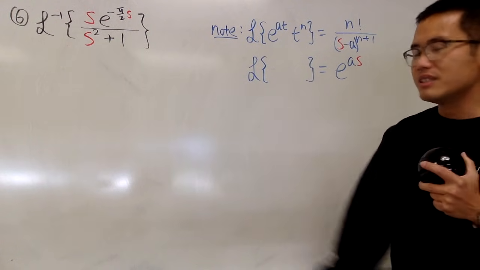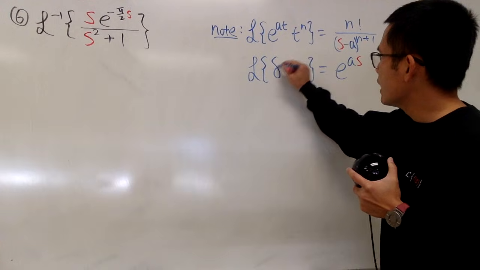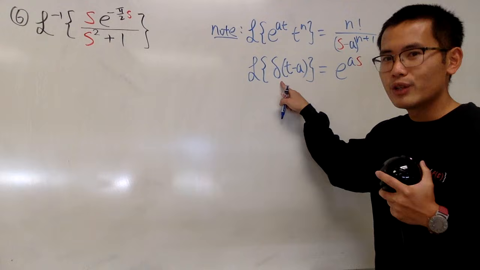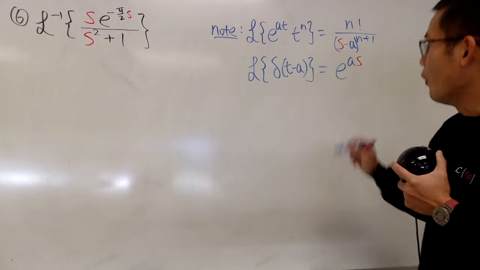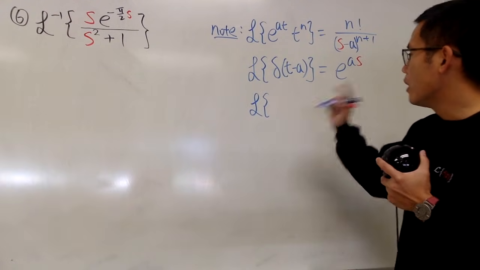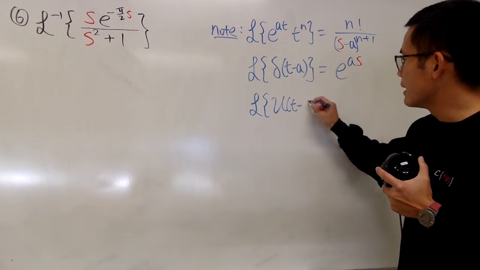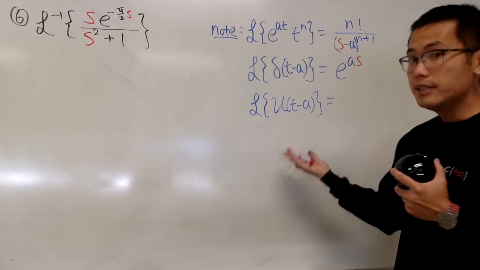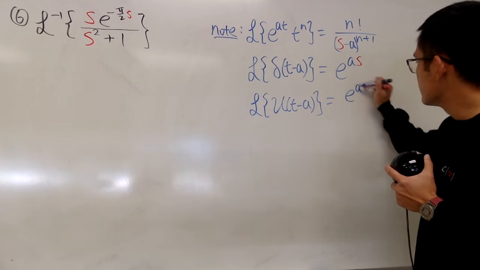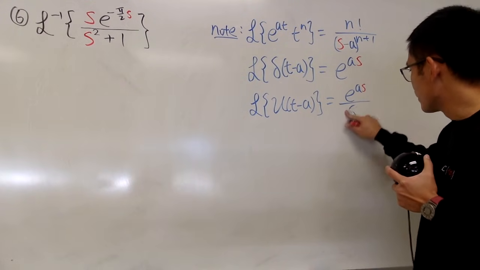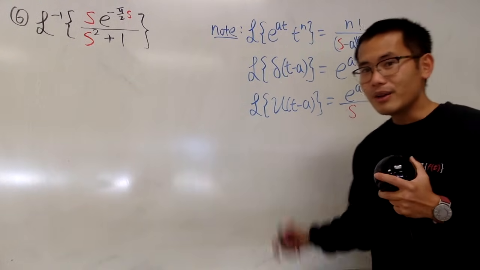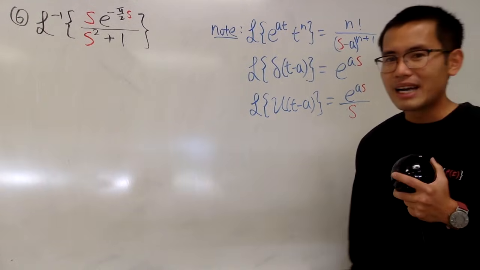The first answer is this right here. You can have the delta of t minus a, the Dirac delta function. Or another one that you have to keep in mind is the Laplace transform of the unit step function of t minus a. This will give you this part, which is e to the as, but then you have to divide it by s. Oops, sorry, two mistakes so far. The s has been read. Right? So these are the fundamental ones, and just remember that.